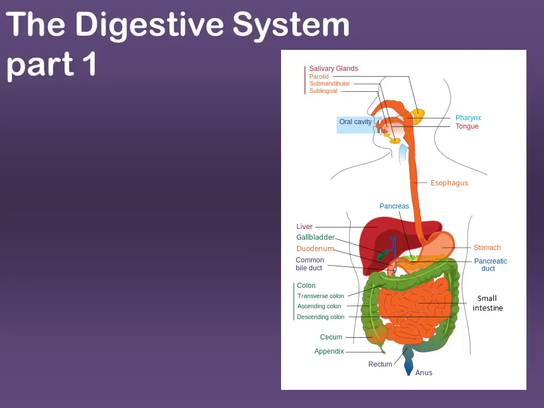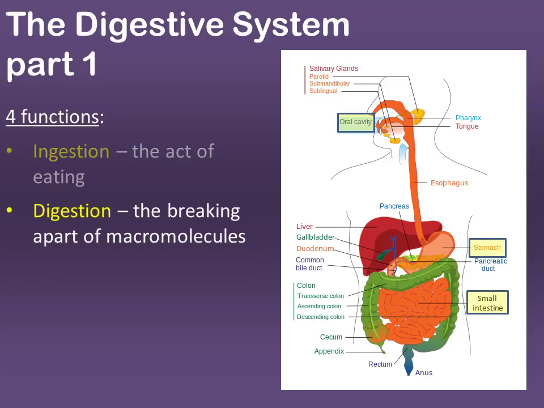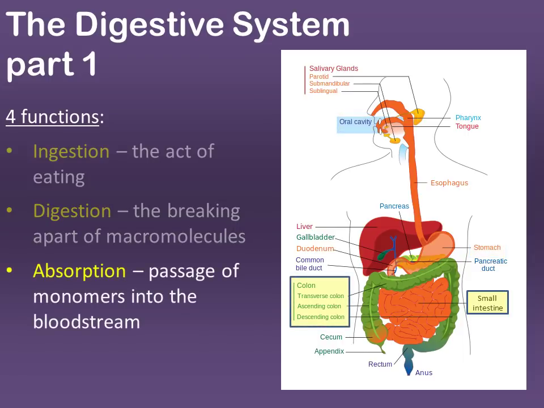The digestive system has four basic functions. The first, ingestion, the act of eating or capturing food in the oral cavity. The second, digestion, the breaking apart of macromolecules into smaller monomers, and that begins in the oral cavity and is carried out by the stomach and the small intestine as well.